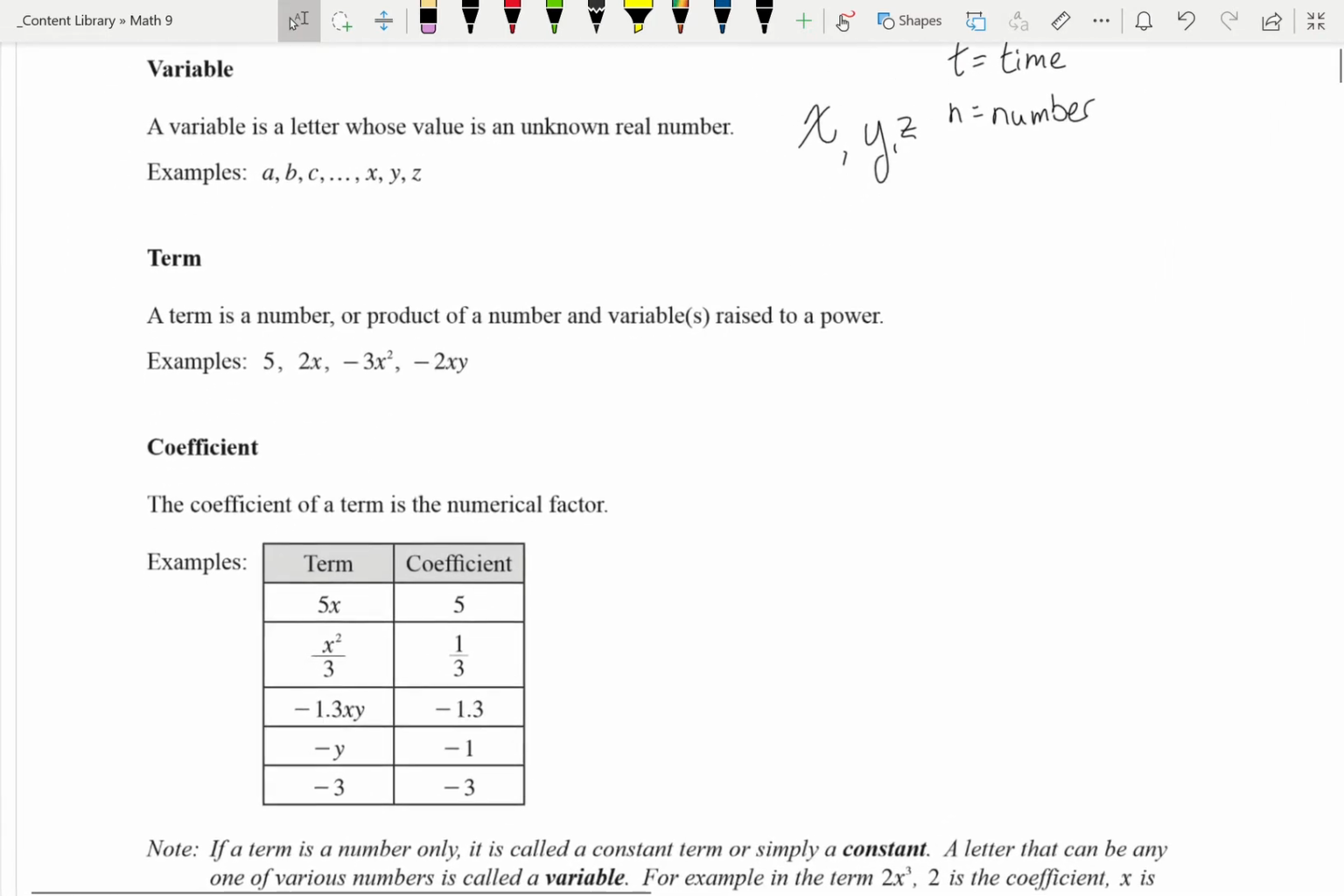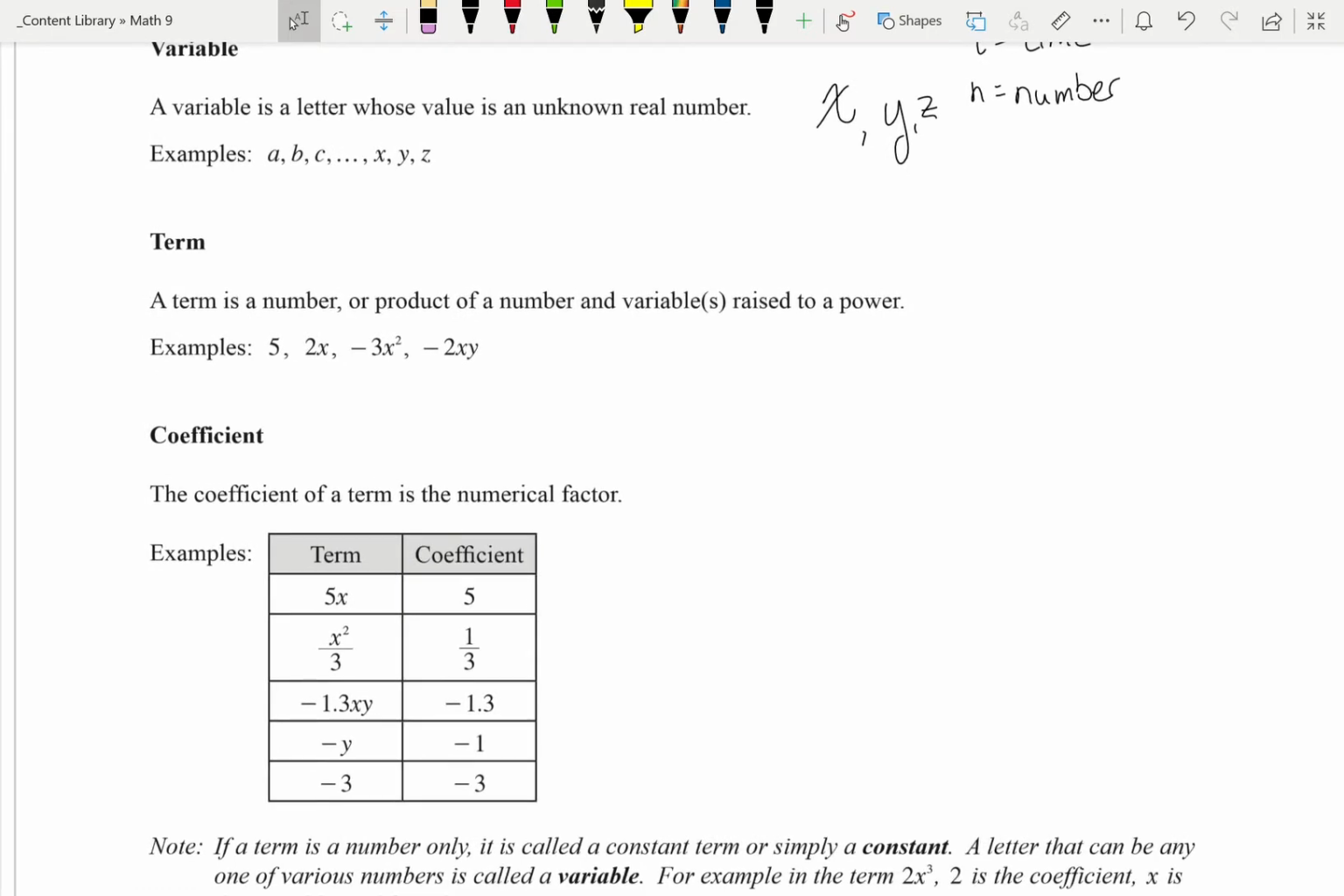The next thing that's important for us is something called a term. A term is a number or a product of a number and a variable, and I can raise the variable to a power. Basically a term is an individual chunk of numbers where I can do a couple of things to it and it'll come out as one number. Examples: 5, 2x, negative 3x squared, minus 2x times y. Notice even here it's technically 2 times x times y. I'm doing a number of operations, but realistically this is one number that I'm going to add together.